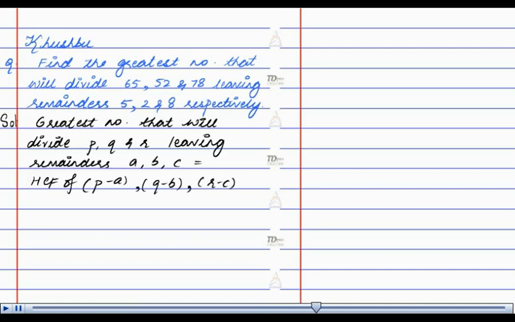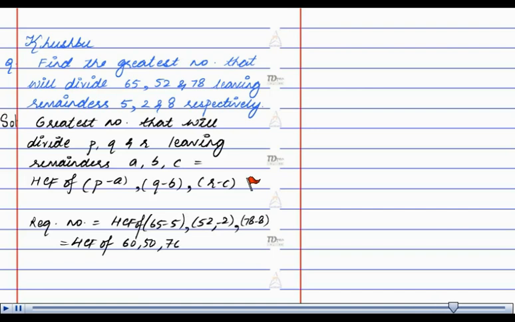Using this, the required greatest number here in the question becomes HCF of 65 minus 5, 52 minus 2 and 78 minus 8, that is HCF of 60, 50 and 70, which comes out to be 10. This is the required solution.